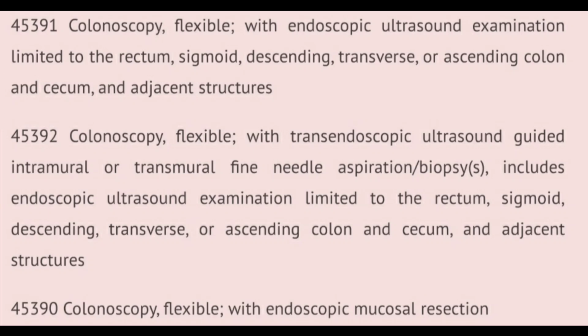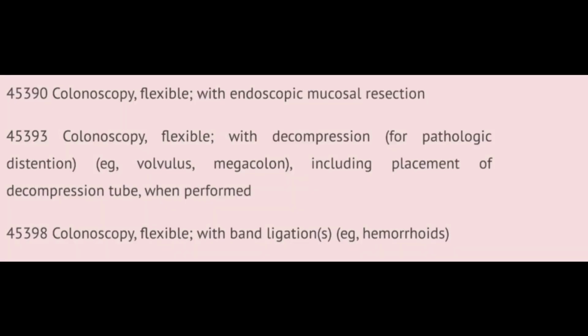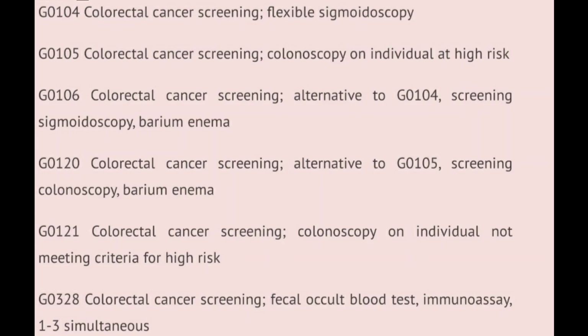structures. 45392 is colonoscopy with transendoscopic ultrasound guided intramural or transmural fine needle aspiration or biopsies. It includes endoscopic ultrasound examination limited to the rectum also. 45390 is colonoscopy with endoscopic mucosal resection. 45393 is colonoscopy with decompression, including placement of decompression tube when performed. 45398 is colonoscopy with band ligation of hemorrhoids. So this is a list of G codes used for Medicare patients for colorectal cancer screening: G0104, G0105, G0106, G0120, G0121 and G0328.